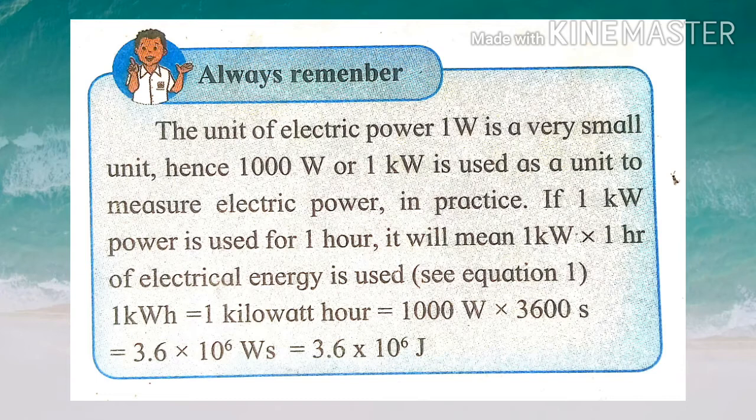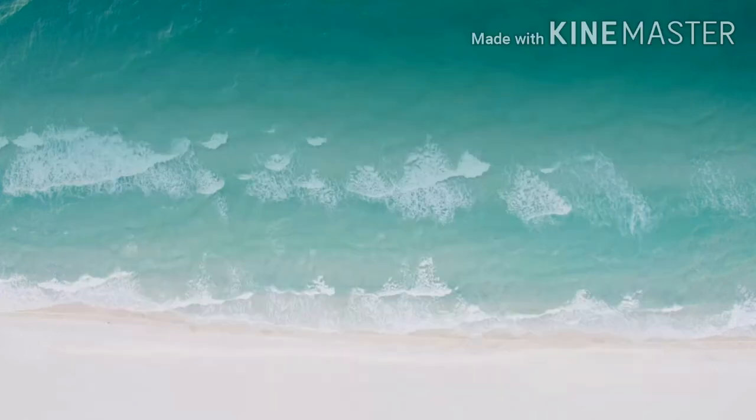But 1 kilowatt hour is equal to 1 kilowatt into 1 hour, that is 1000 watt into 3600 second, that is 3.6 into 10 raised to 6 watt into second, that is 3.6 into 10 raised to 6 joule. That is, 1 kilowatt hour is equal to 3.6 into 10 raised to 6 joule. Okay, this is the relation between the kilowatt hour and joule.